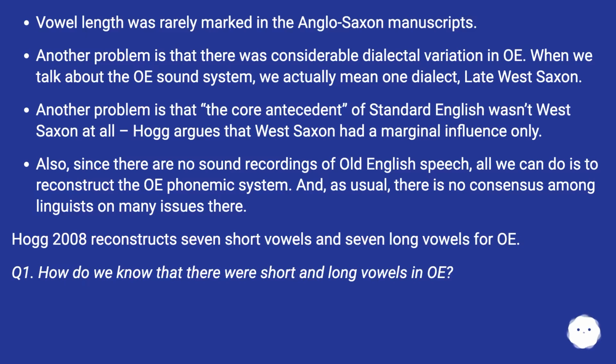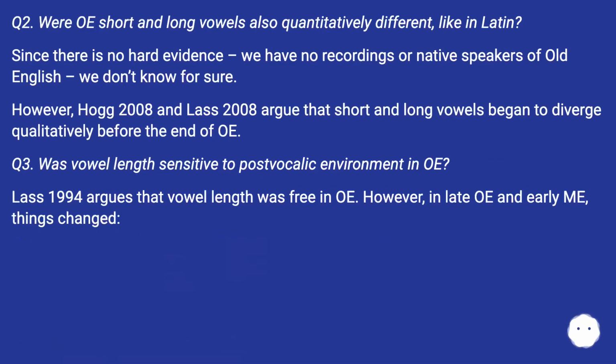Also, since there are no sound recordings of Old English speech, all we can do is to reconstruct the OE phonemic system. And, as usual, there is no consensus among linguists on many issues there. Hogg 2008 reconstructs 7 short vowels and 7 long vowels for OE. Q1. How do we know that there were short and long vowels in OE? Q2. Were OE short and long vowels also quantitatively different, like in Latin?